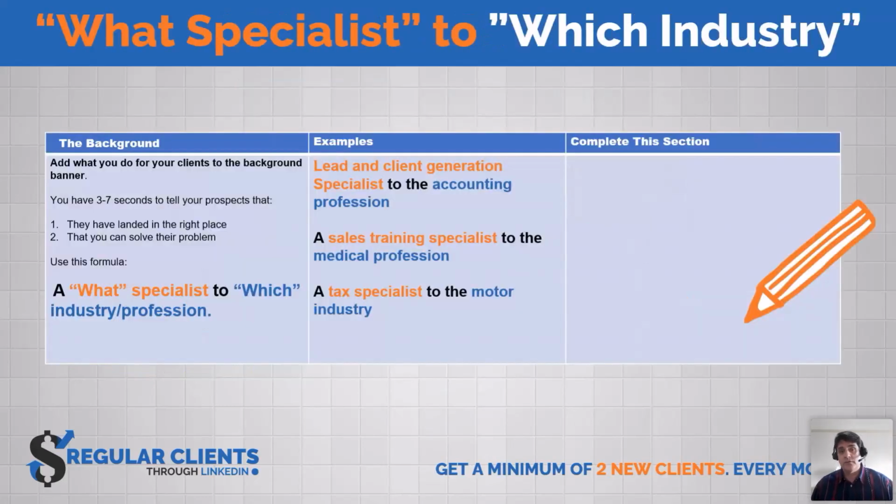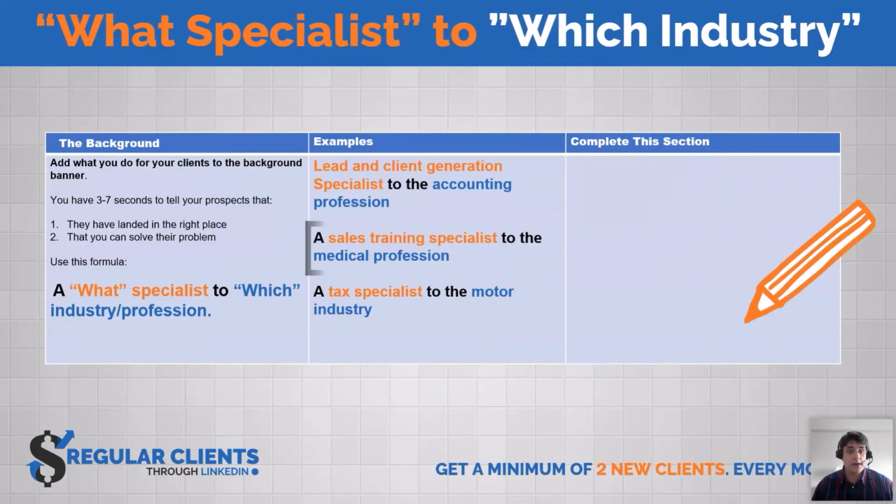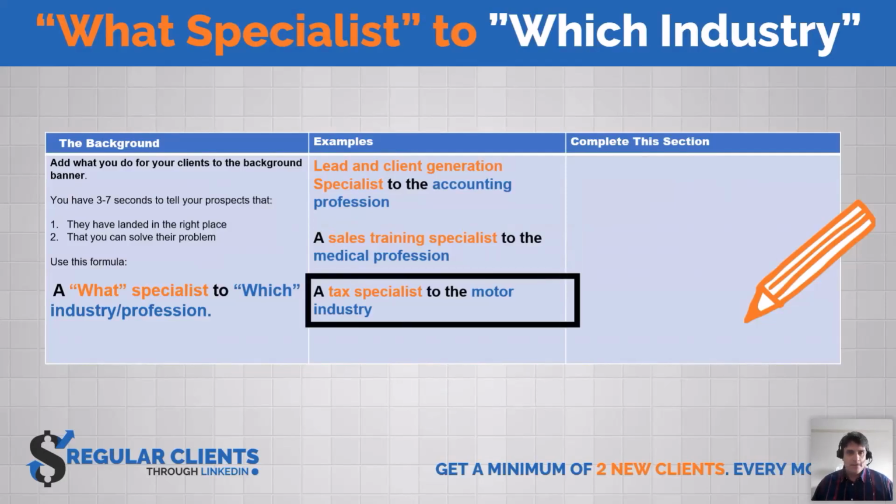There it is. And so here's a couple of examples. So it's the what specialist, the which industry or profession. So it might be lead and client generation specialist to the accounting profession, for example. Or you might say, I'm a sales training specialist to the medical profession, or a tax specialist to the motor industry, right? Fill in your own, get creative there. It's just kind of like, this is what I do. That's who I do it for. Let them know they're in the right place.